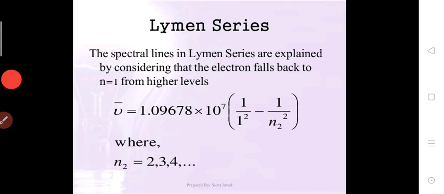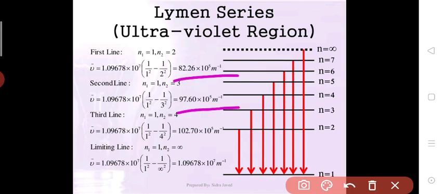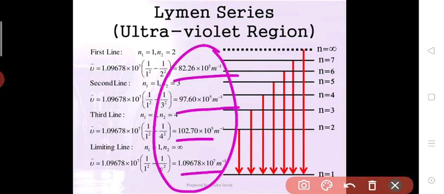The first one is the Lyman series. The spectral lines in the Lyman series are explained by considering the electron falling back to n1 from the higher energy levels. Here n1 is 1 and the higher energy level can be 2, 3, 4, 5 and so on. The Lyman series spectral lines lie in the ultraviolet region. So here you can observe the wave numbers, this one, this one, this one. For the Lyman series we are getting ultraviolet region frequencies or wavelengths.